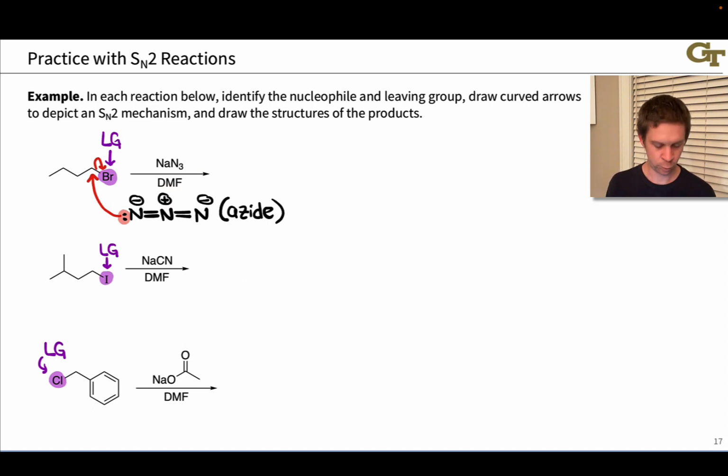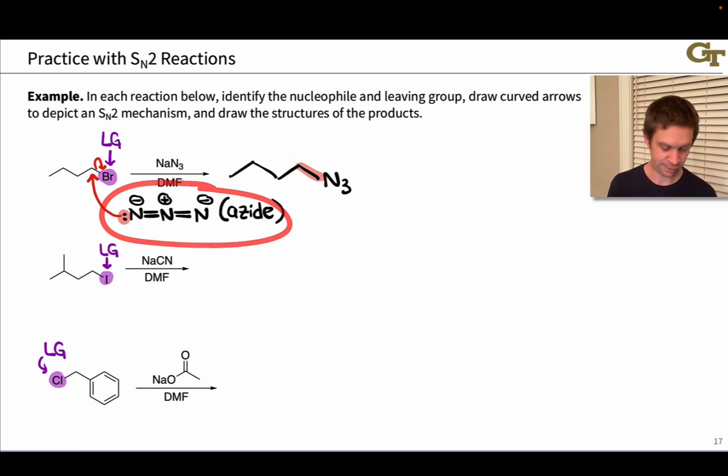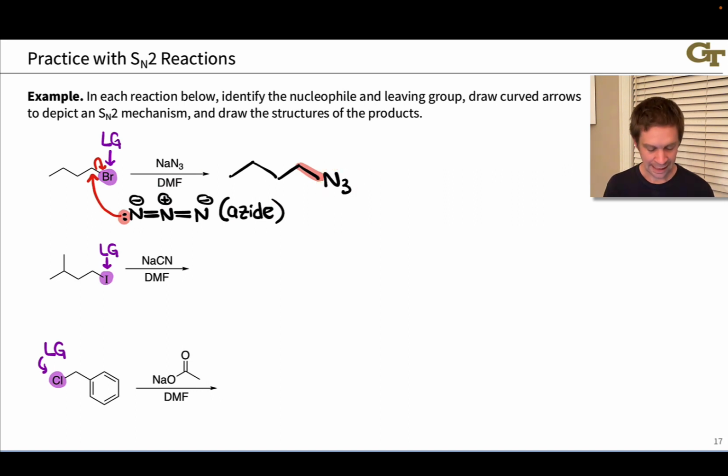And the product here will be an alkyl azide. With this new bond highlighted in red, we can abbreviate this azide fragment as N3, and the butyl group is here intact. The byproduct here is Na+, which was a spectator through this entire reaction, and Br-, the conjugate base of the leaving group in the original alkyl halide.